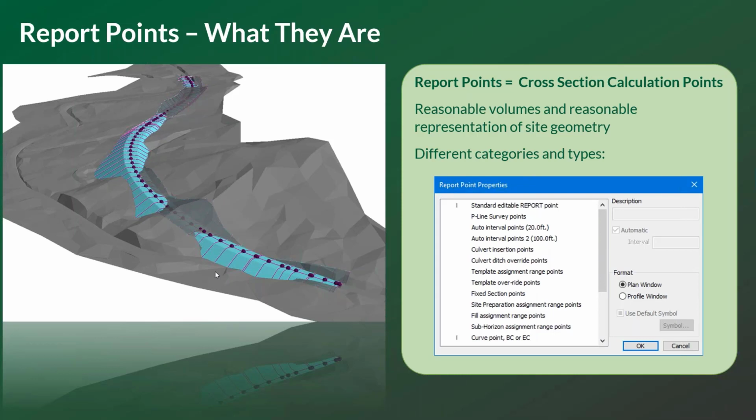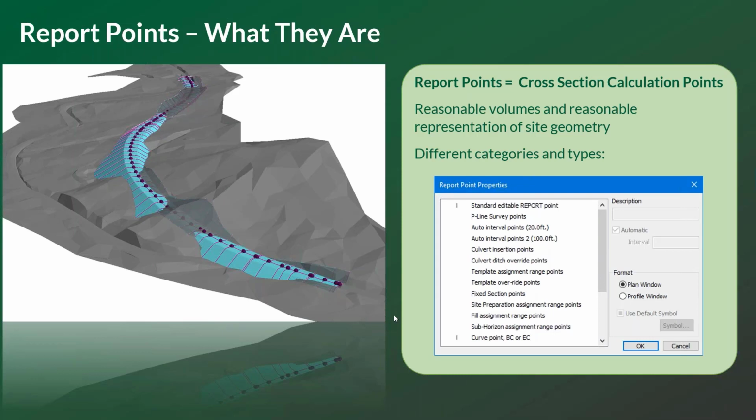So report points, as I mentioned before, these are the little purple dots here on our lines, I should say also. You can see where they are. And report points are basically cross-section calculation points. They help us to make sure we've got reasonable volumes and a reasonable representation of site geometry. And they come in a whole bunch of different categories and types.